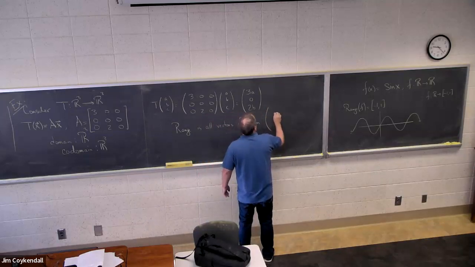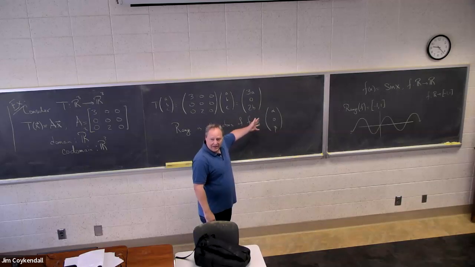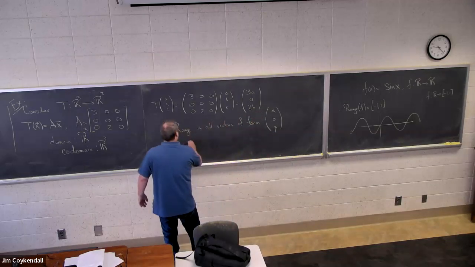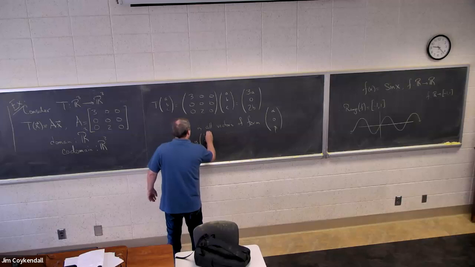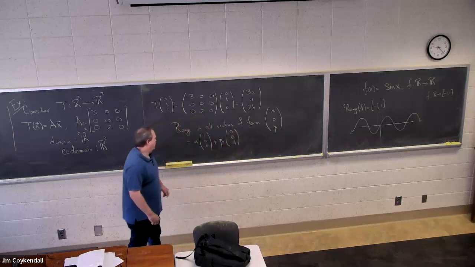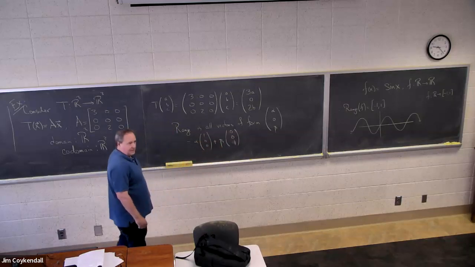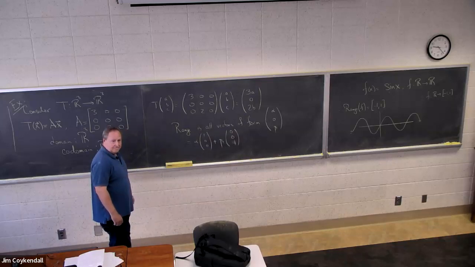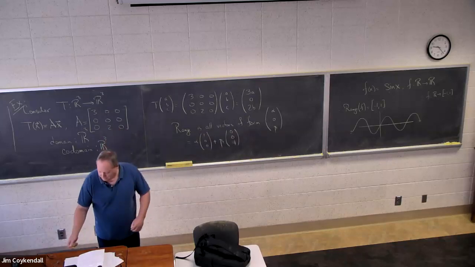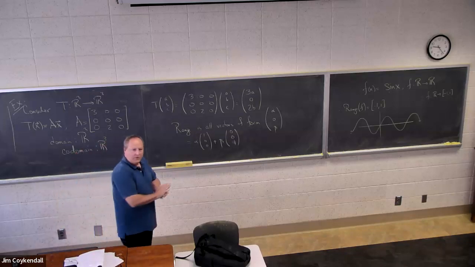is, let's say, alpha, 0. In fact, you can make any vector like this. So in particular, the range is anything that is a linear combination of these two vectors. Okay, any questions?